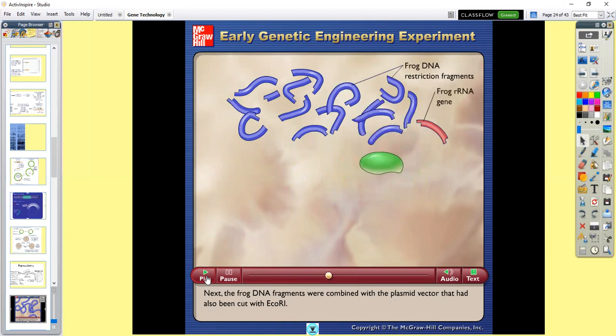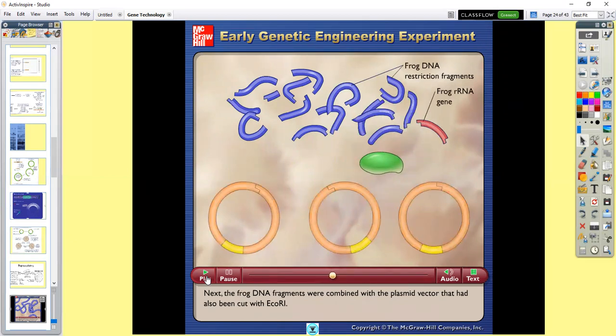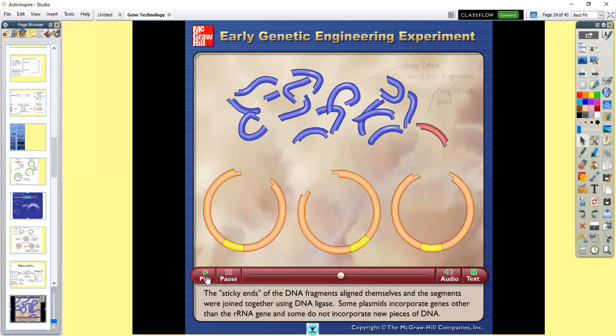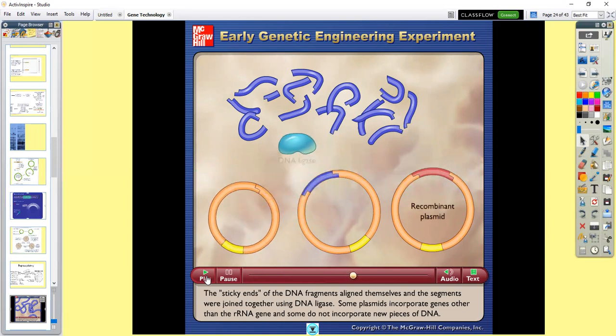Next, the frog DNA fragments were combined with the plasmid vector that had also been cut with EcoR1. The sticky ends of the DNA fragments aligned themselves and the segments were joined together using DNA ligase. Some plasmids incorporate genes other than the rRNA gene, and some do not incorporate new pieces of DNA.